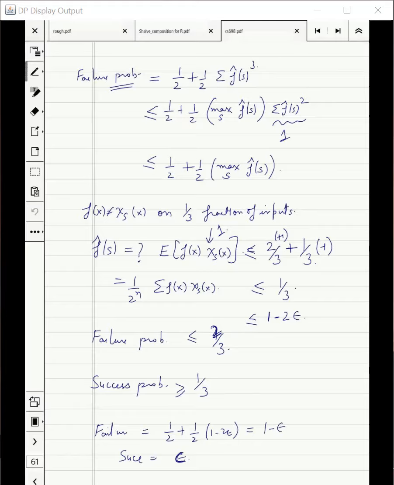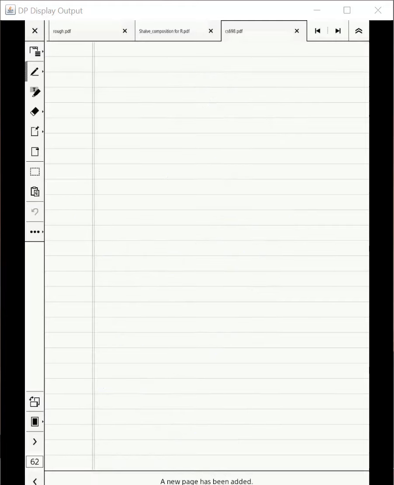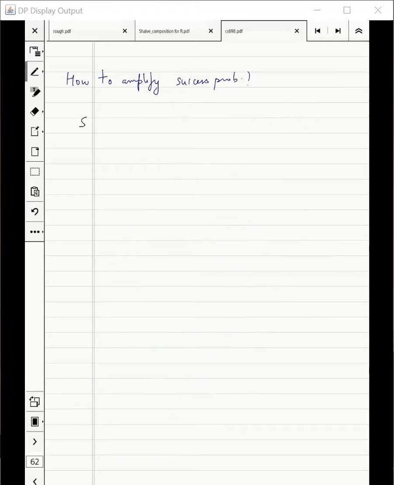Okay, so let me just do the last thing, which is how to amplify success probability. Suppose we succeed with probability 1/3. We have an algorithm. This is actually true for any randomized algorithm. If we succeed with probability 1/3 and it is a one-sided algorithm.